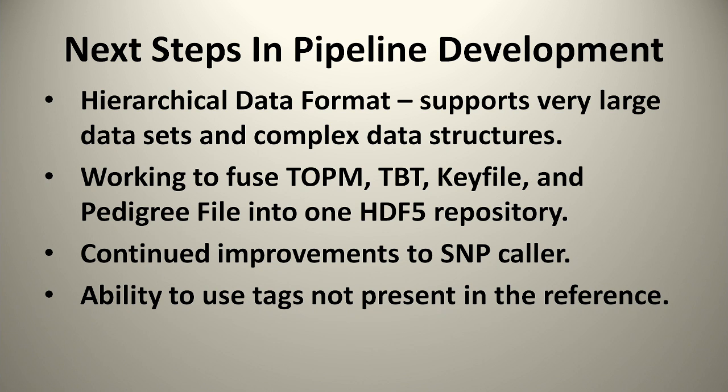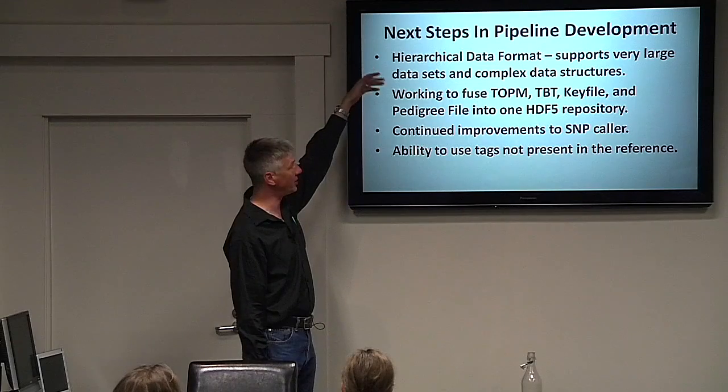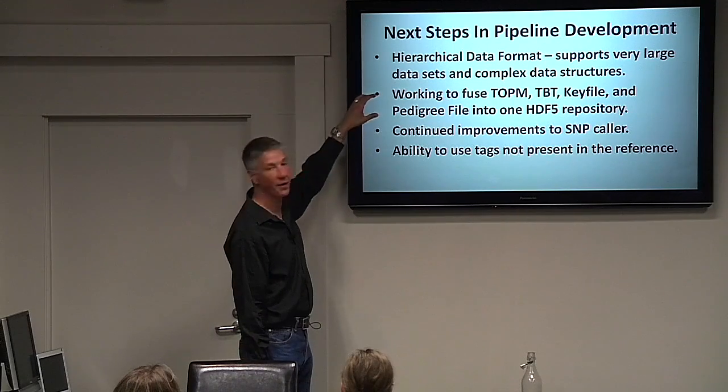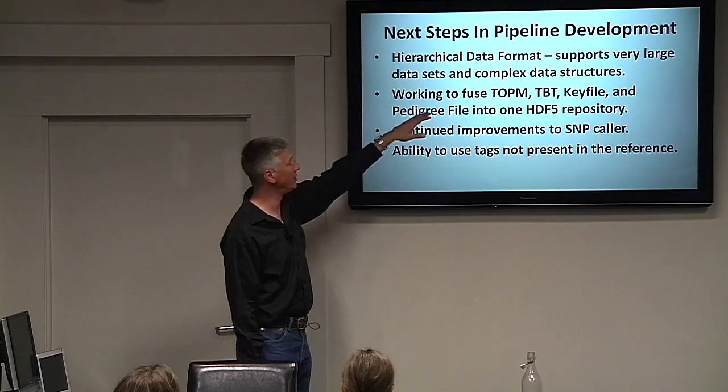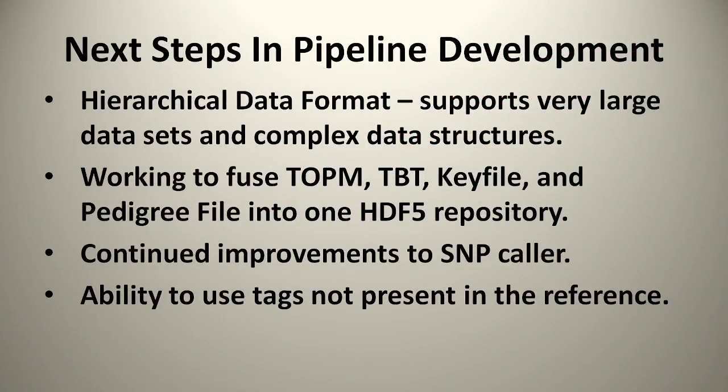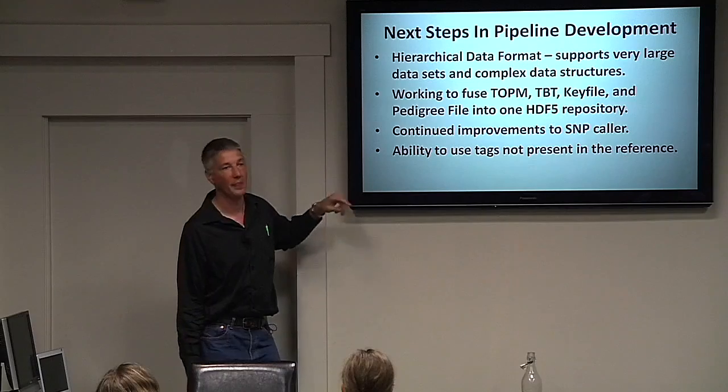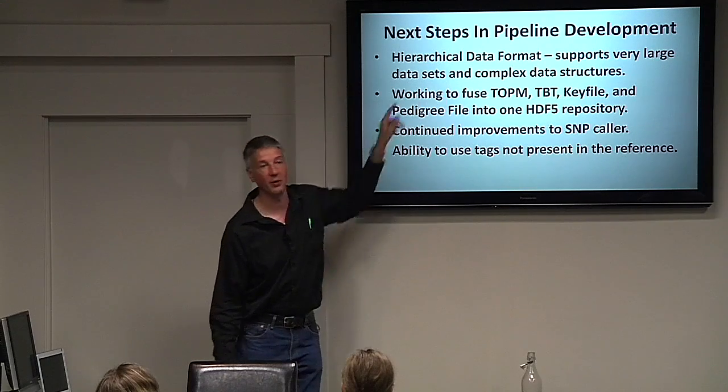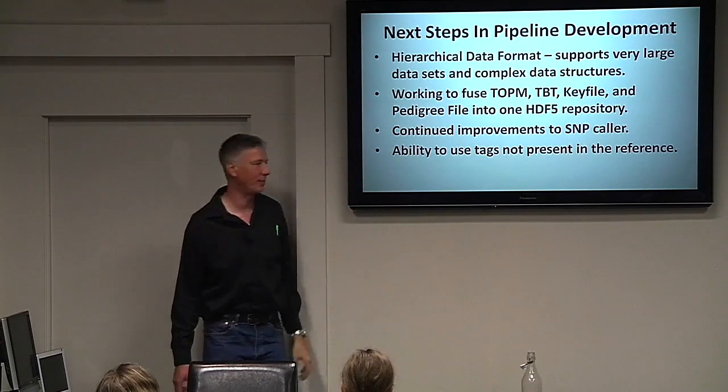Okay, so we've been talking about next steps in development. The HDF format, we said it supports large data sets. They're going to put more stuff in there. They're going to start holding the TOPM, the TBT, the key files, pedigree file, and other information in that repository, rather than in a lot of relational databases. There are always improvements to the SNP caller going on, and a major undertaking is the ability to use tags that are not present in the reference. These are next steps. They're not here yet, but they're things that are actively being worked on.